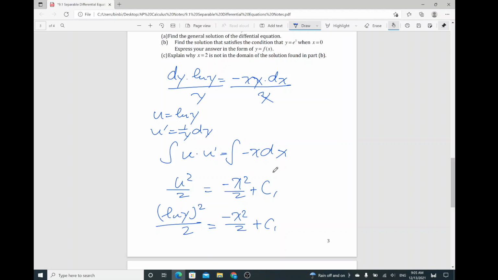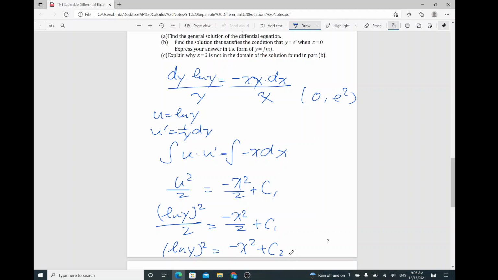Okay, before we solve for c1, let's see what else we have. Find the solution that satisfies the condition y equals e squared when x equals 0. Express the answer in the form y equals f of x. So the initial condition is that when x equals 0, y equals e squared. Another thing we can do is get rid of that 2 by multiplying by 2 on both sides. So we get natural log of y, quantity squared, equals negative x squared plus c2, because 2 times c1 is just a brand new constant.